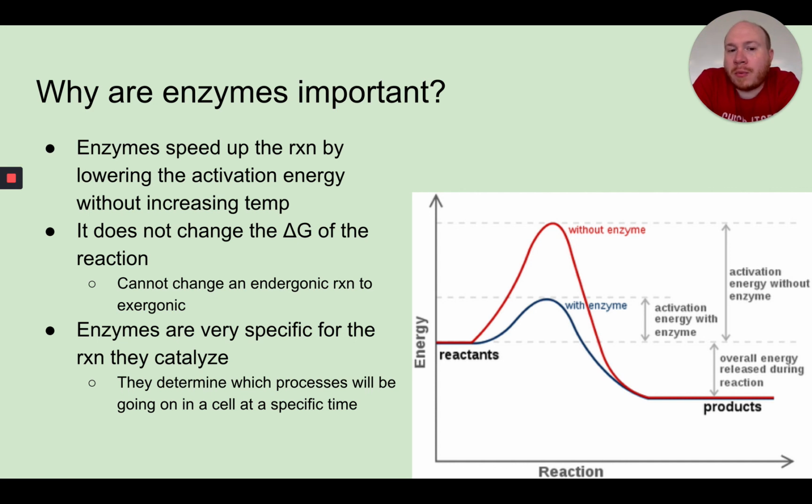So enzymes are very specific to the reaction that they catalyze. They determine which process will be going on in a cell at any given time. An enzyme only does one job. Enzymes can't do multiple things. They're evolved to specifically only do one job at a time.